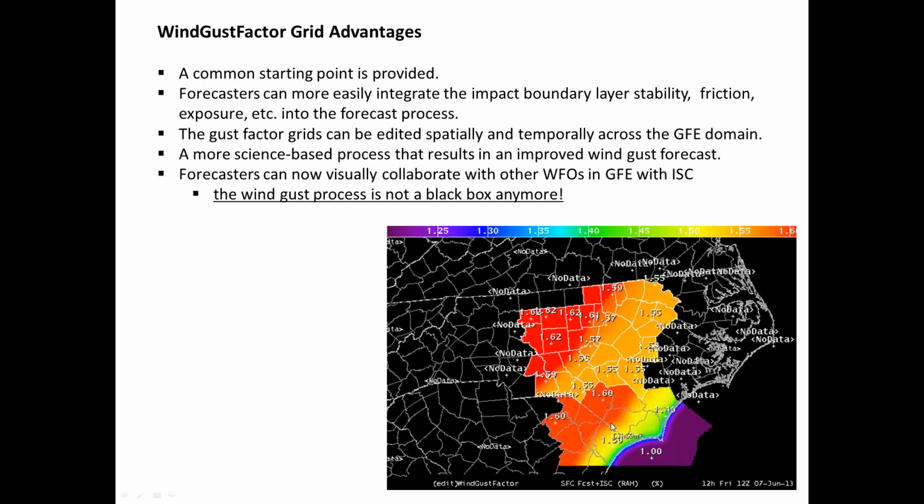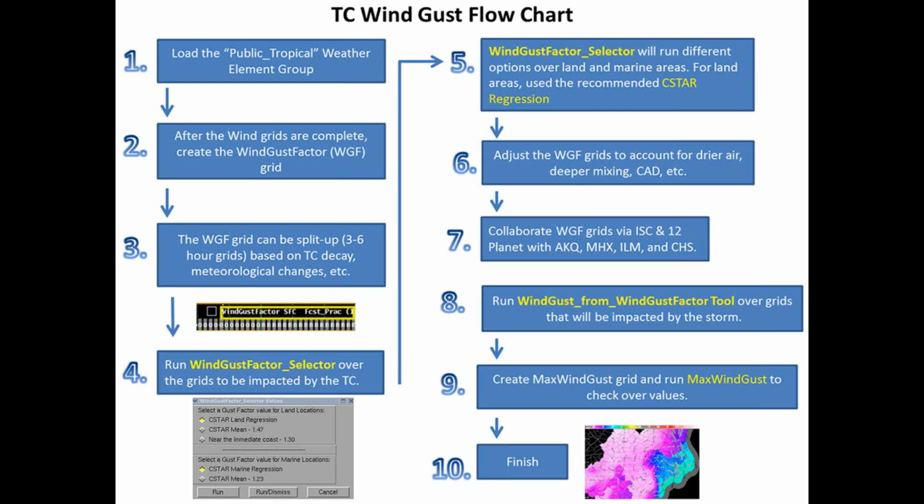And by doing this, the wind gust process is no longer a black box. We can visually see what our neighbors are doing, and we hope to provide a more consistent output. Now, this scary-looking chart here is the actual process, but all 10 steps here are pretty much made with a hand-holding type framework. Some of these are pretty simple steps, and this is perhaps a little bit over-engineered. But what I wanted to point out, in the lower left-hand corner, is a snapshot of the wind gust factor selector tool in GFE. This is essentially what forecasters would use to initially populate that gust factor grid, and they can choose a couple of options on there, with the default being the regression curves.